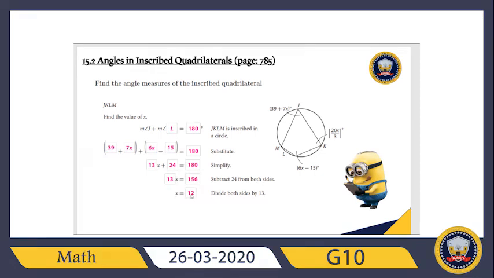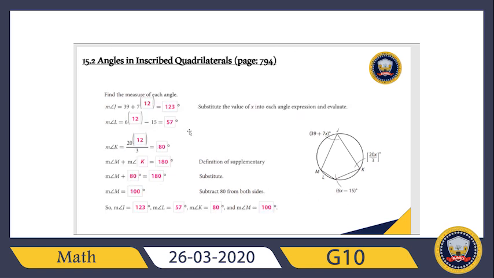Now we are not done yet. We found x, but the question is asking about the measures of these angles. So what we are going to do now is to substitute the value of x in each of these angles. So we start with the measure of G. It's 39 plus 7 times x. Our x is 12, so the measure of G is 123. The same thing for the measure of L. We substitute x in 6x minus 15, which is 57 degrees.